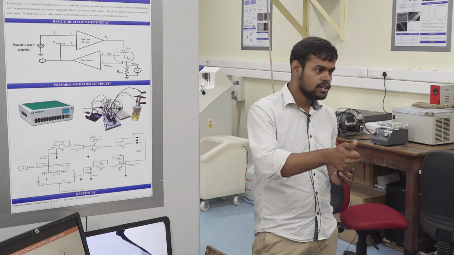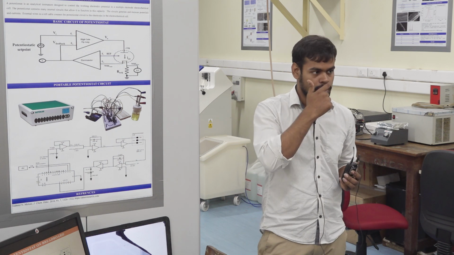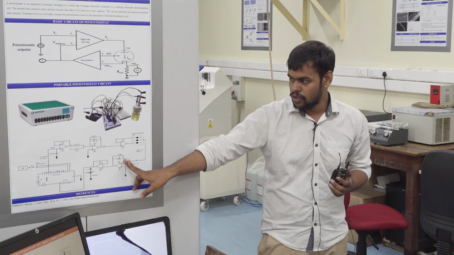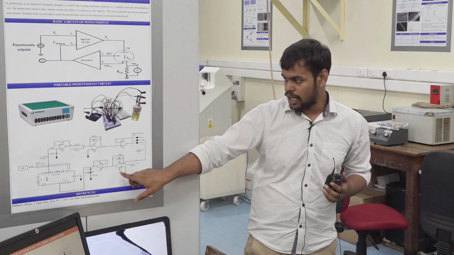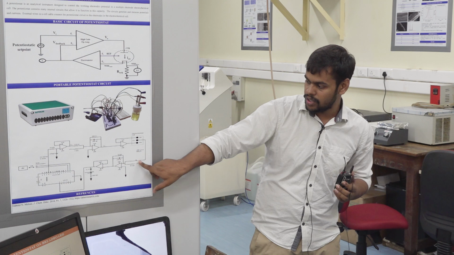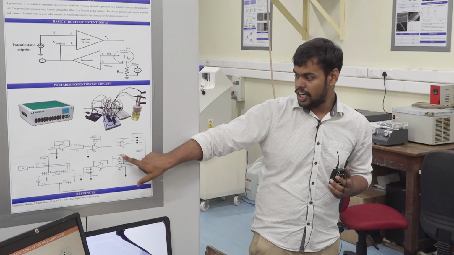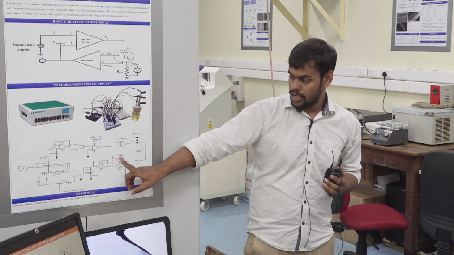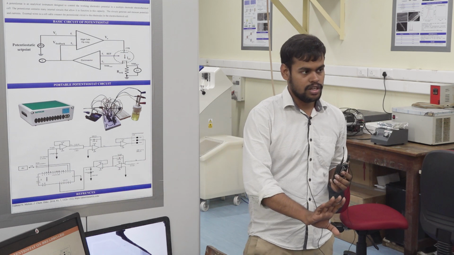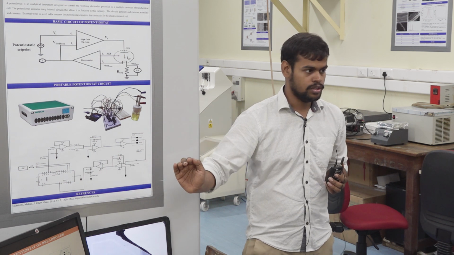The op-amp will not allow the current to pass through it. So what will happen? The current will go from the top part of the circuit and enter the 12 kilo ohm resistor. Whatever is the value coming from here, it will come from this part. It got converted into potential because we need potential at the Arduino board.